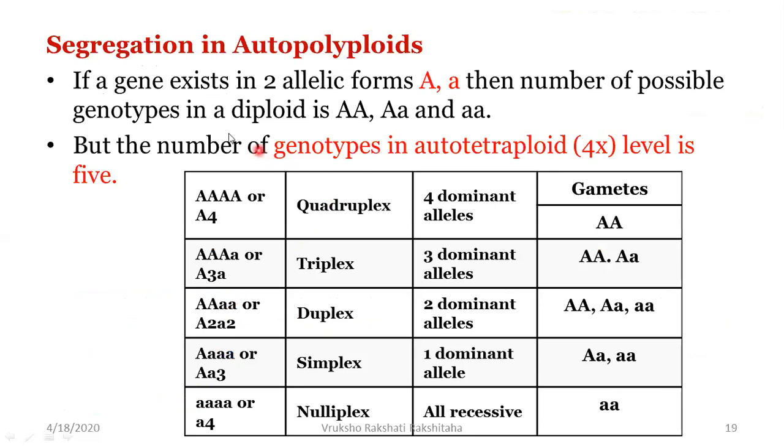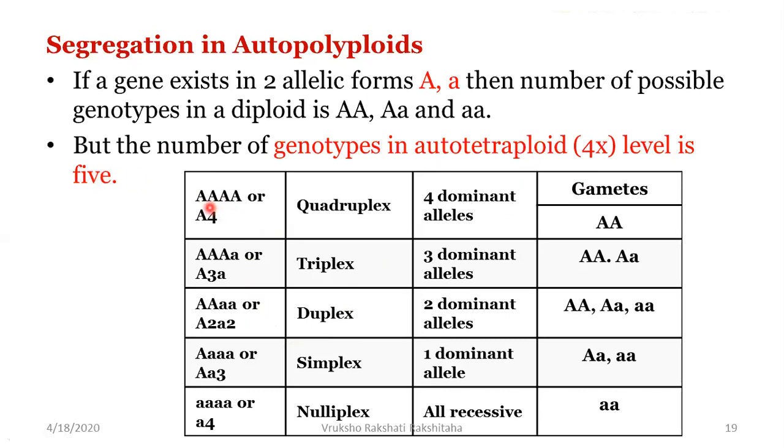Now let us look into how segregation takes place in autopolyploids. In a diploid, if a gene exists in two allelic forms, say capital A and small a, then the possible genotypes are capital A capital A, capital A small a, and small a small a. But the number of genotypes in an autotetraploid, that is, at the 4x level, you can see in this picture. These are all the possibilities. In total, five types of genotypes are produced. Let us look into the five types of genotypes.